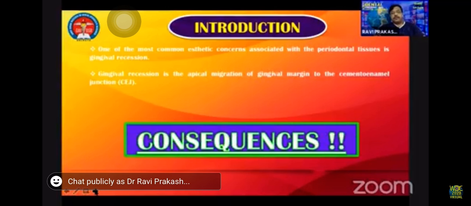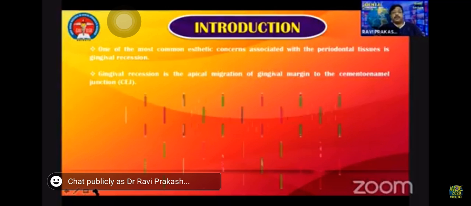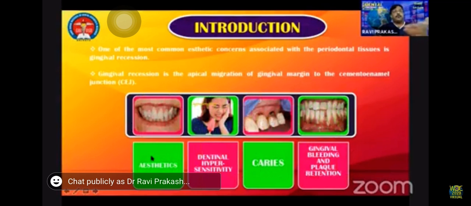So what are the consequences of gingival recession? First of all, the aesthetic part, most concerning for ladies, though for gents also. In case of any gummy smile in an individual, the gingiva is more visible, and if there is a recession in the gingiva, then root exposure will be there.